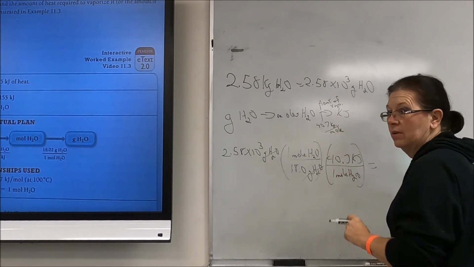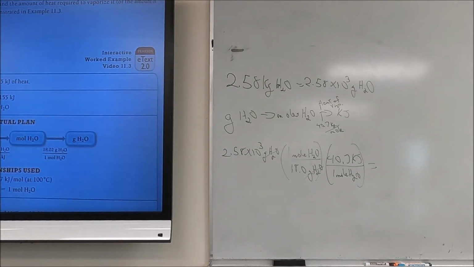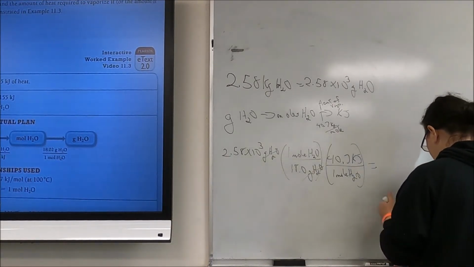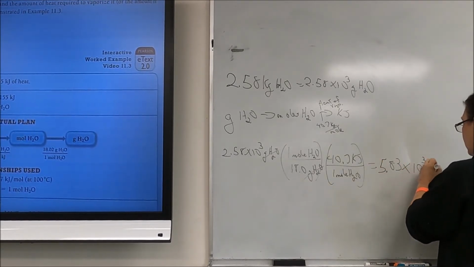It's a lookup value. And of course I walk down here without my calculator, so let me punch things through here on my phone, which I don't like using. 2.58 times 10 to the 3 divided by 18, and then times 40.7 gives me an answer of 5.83 times 10 to the 3 kilojoules.